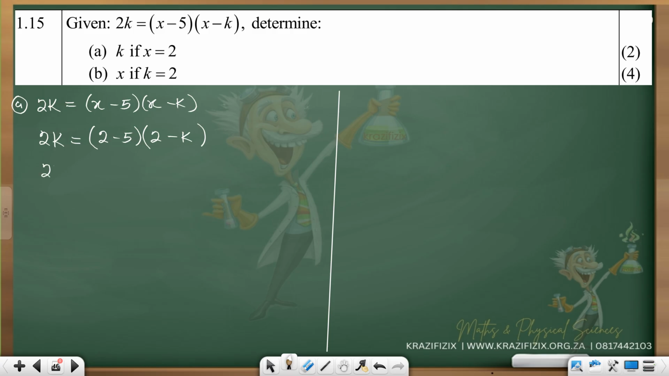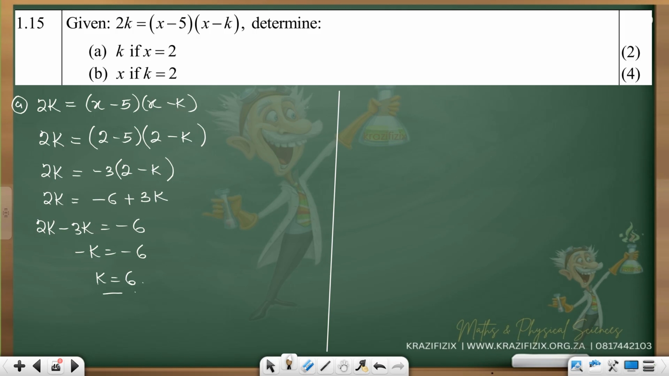What are we going to have here? Let's simplify. Minus 3 there, into the bracket 2 minus k. All right, negative 6 plus 3k. Now, if I move that over, what would I have? 2k minus 3k, negative k equals negative 6, and k equals 6.